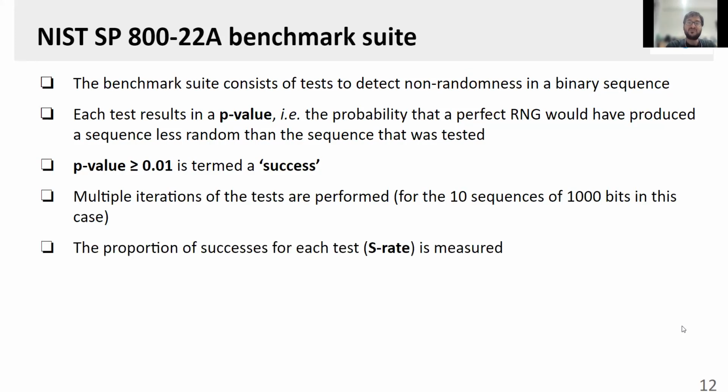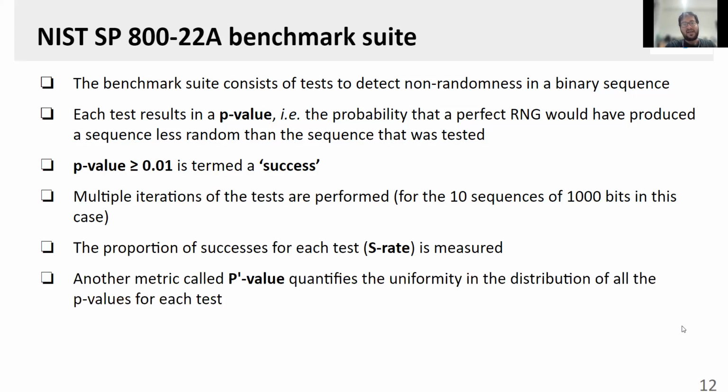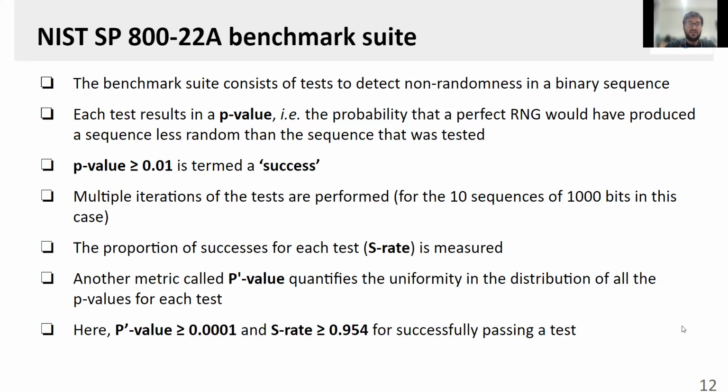The proportion of success for each test is then measured, and another metric called the p-value quantifies the uniformity in the distribution of all the p-values for each test. This is important because the random number has to follow a uniform distribution. Ultimately, if the p-value is greater than 0.0001 and the success rate is greater than or equal to 0.954, we can say that a test has successfully passed.